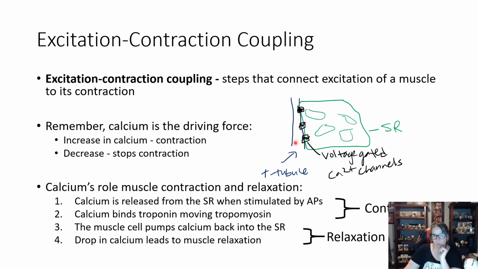When the electrical impulse runs down, it's going to change the membrane potential and it's going to cause the doors of those channels to open. And that's going to cause the release of calcium into the sarcoplasm, which is then going to bind to troponin, move tropomyosin, and allow the contraction cycle to begin. So this idea where we take an electrical signal from a neuron and we turn it into a mechanical action like flexion, okay, that is called excitation-contraction coupling.